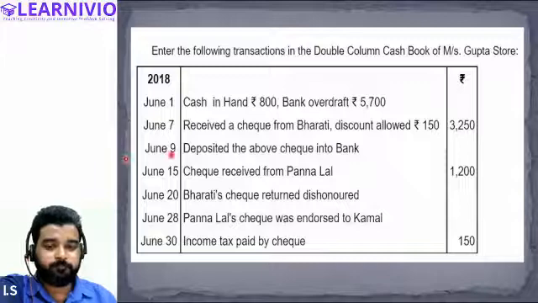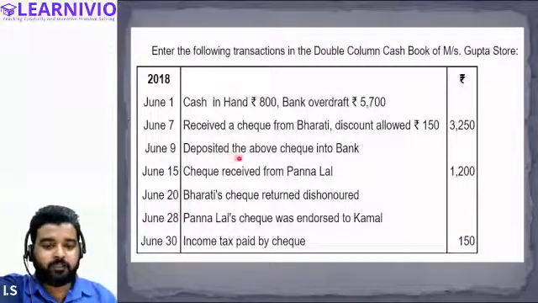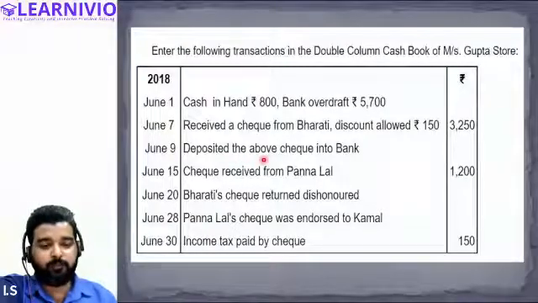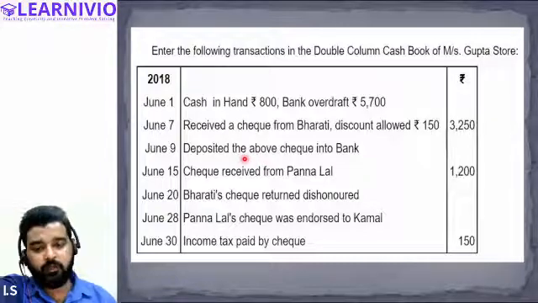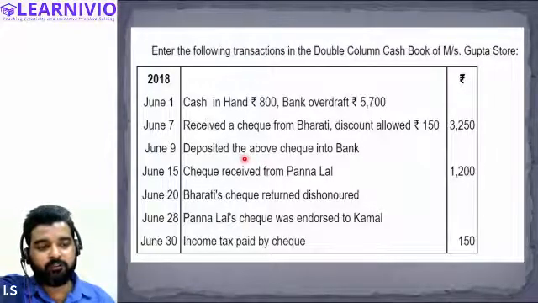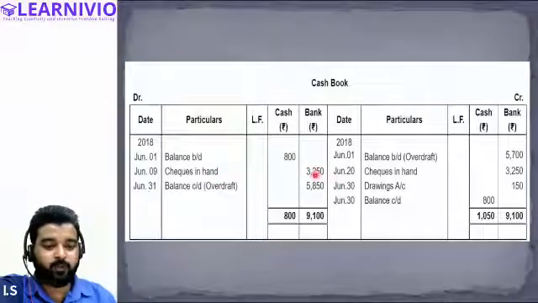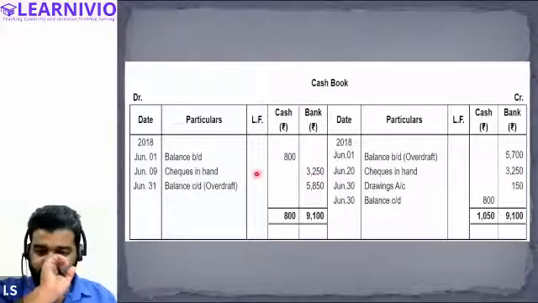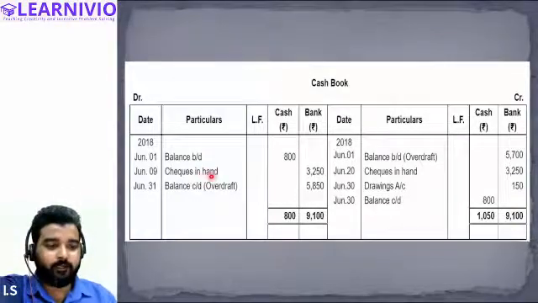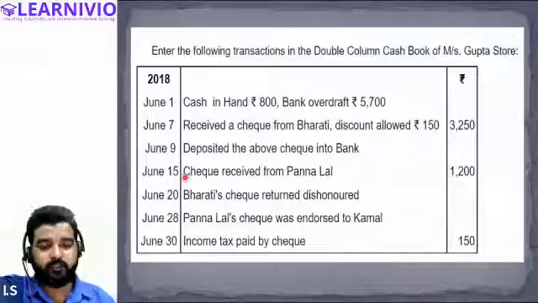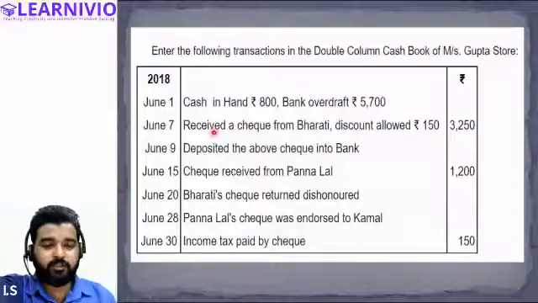After that, on June 9, what is happening? Deposited the above check into the bank. We are now finally depositing the check into the bank. So on June 9, we will enter this transaction. On June 9, what will happen? The bank account will increase by 3250, and we will write it as check in hand. One more important thing I need to discuss here. See, whenever you receive a check from a particular customer, right?